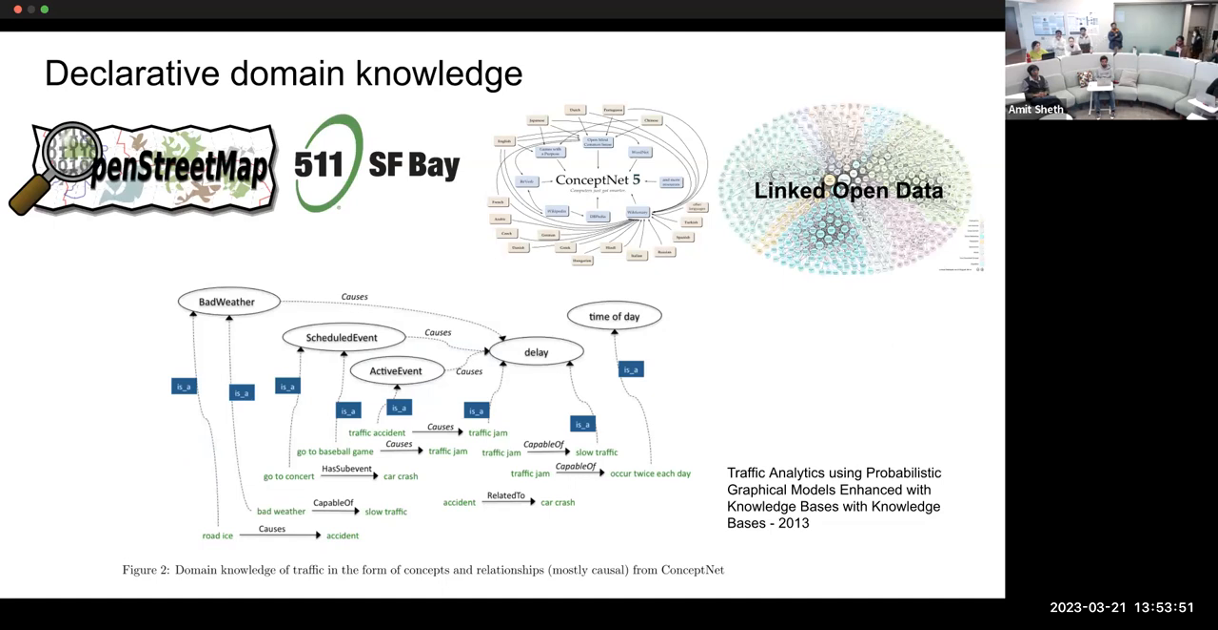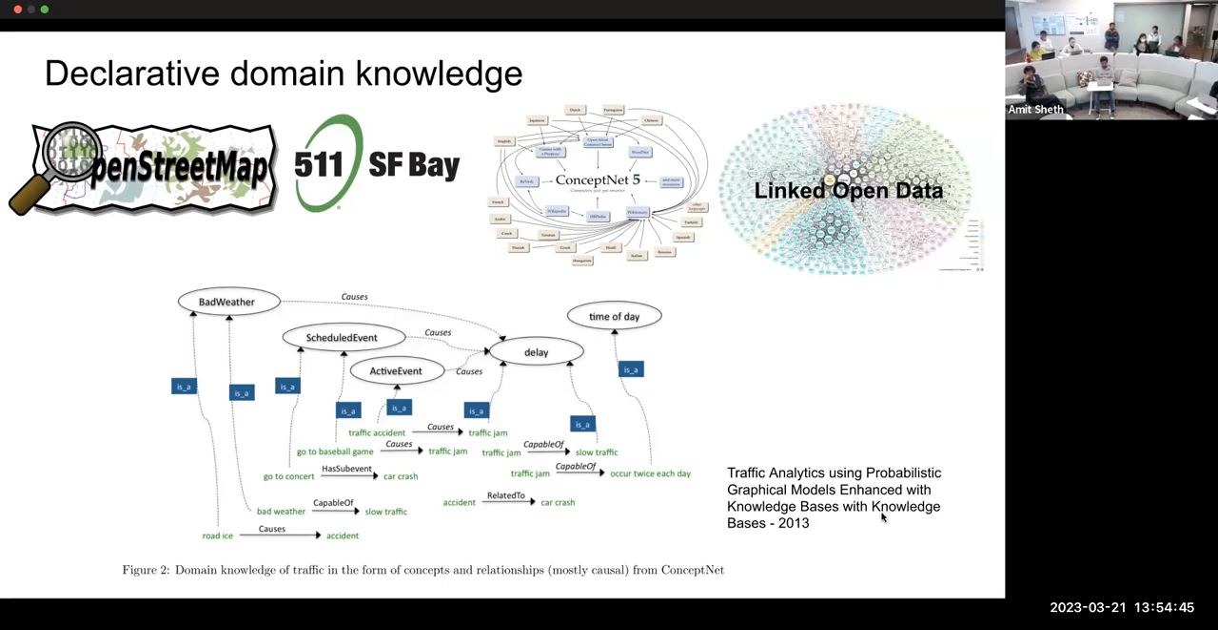He has used four main sources to obtain the domain knowledge. OpenStreetMap includes location information, and the second source includes event-related information. ConceptNet includes common sense information, and then there is open data. The figure below shows how he has used ConceptNet to show the domain knowledge of traffic in the form of concepts and relationships. I got this figure from his paper published in 2013, traffic analytics using probabilistic graphical models enhanced with knowledge bases.